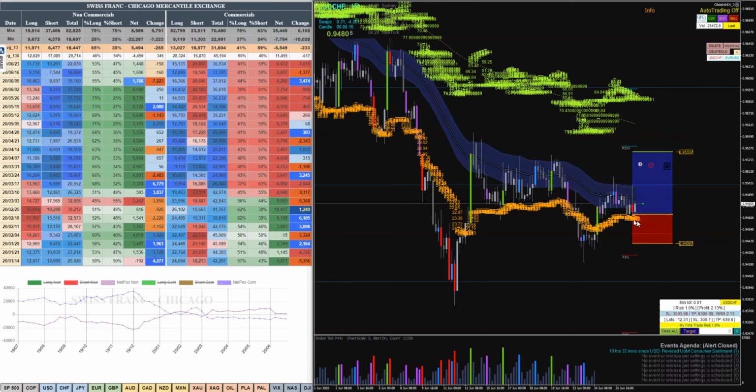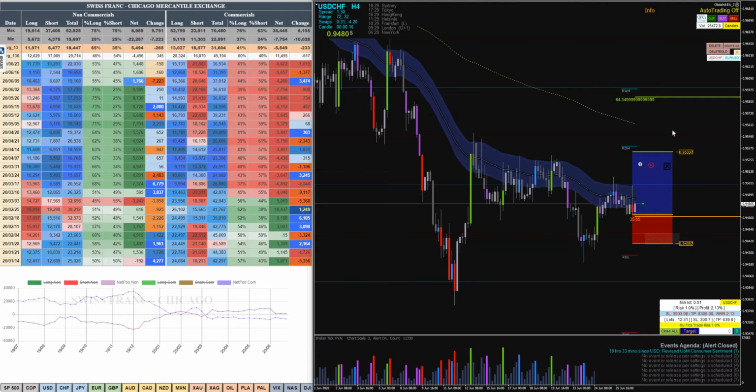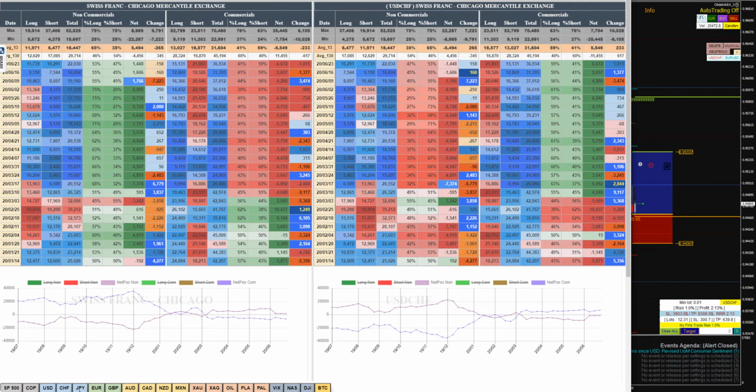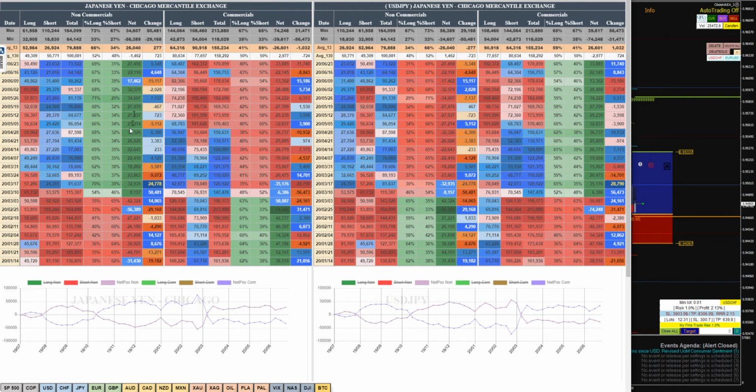I will be waiting for something happening here, right, on the lower time frame. So this is just a pre-plan. All right, but let's see. Next one is the JPY. What do we see on the JPY?